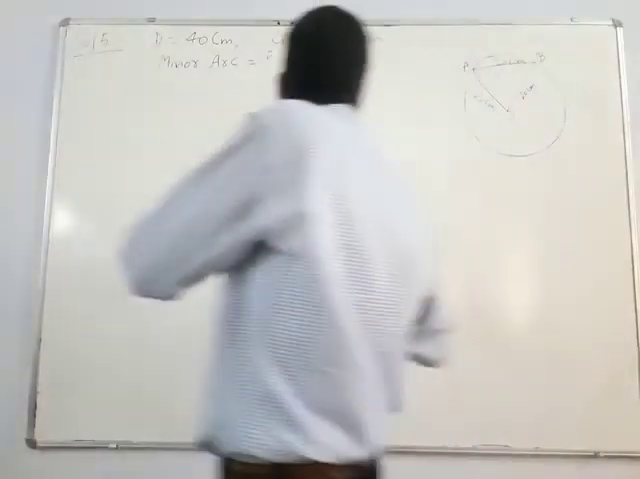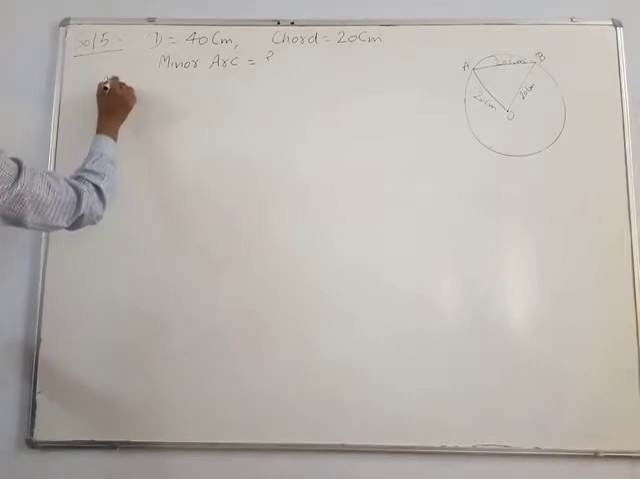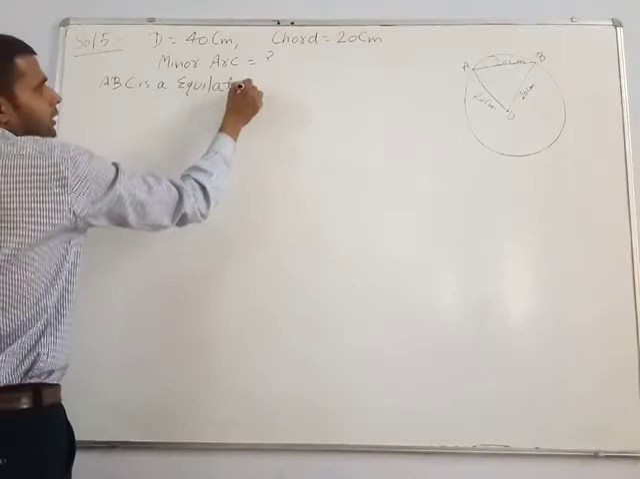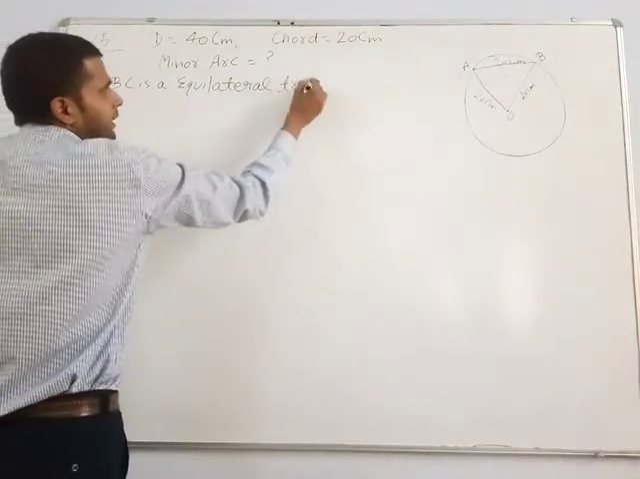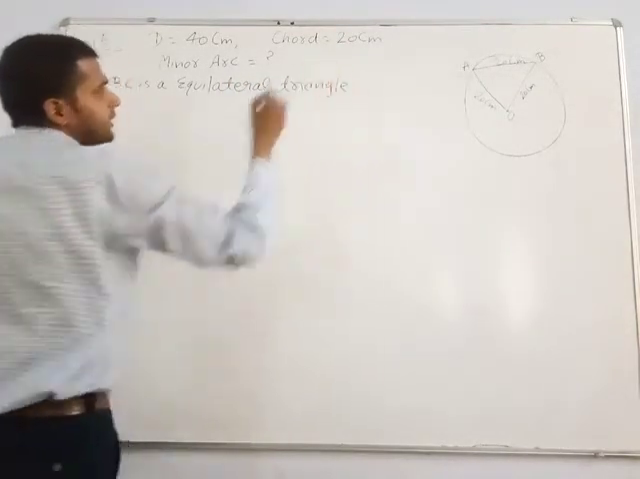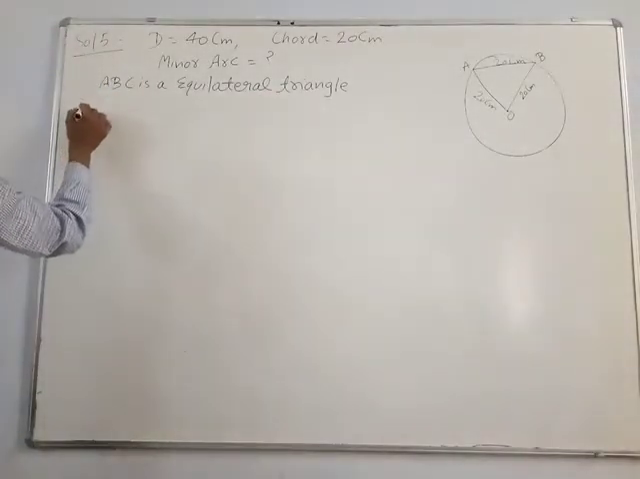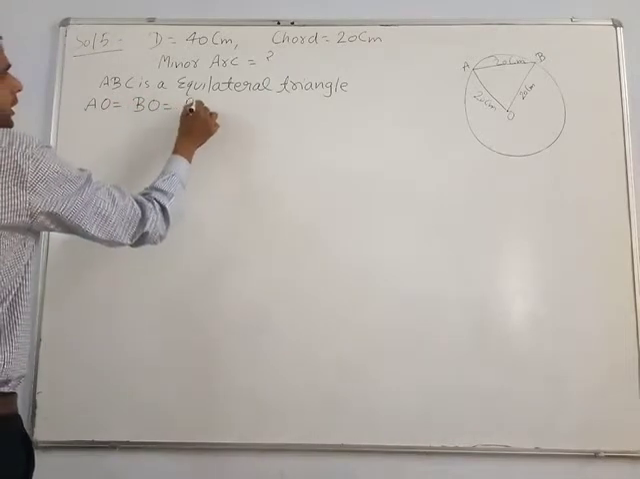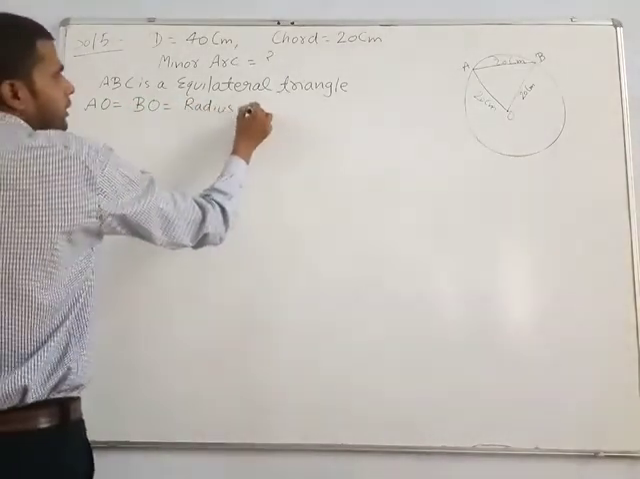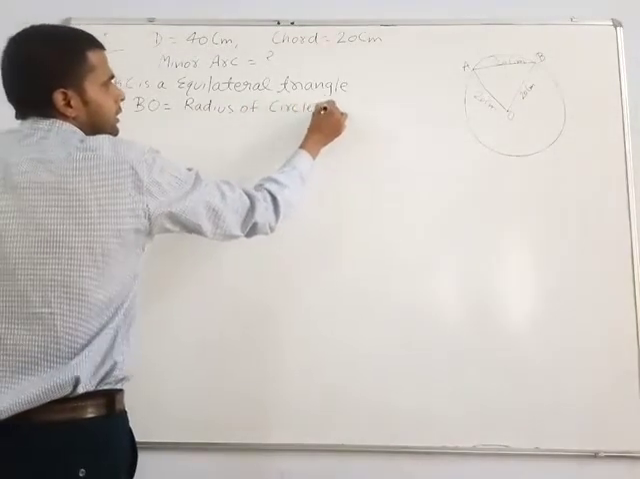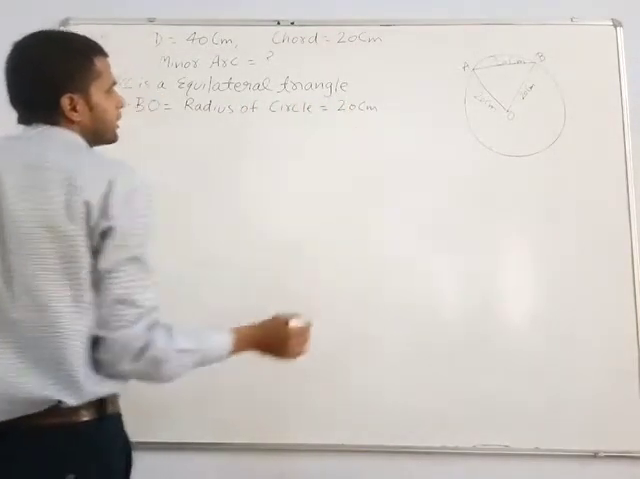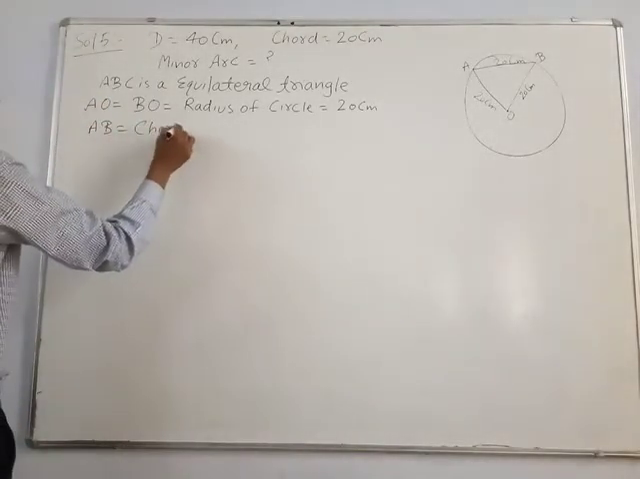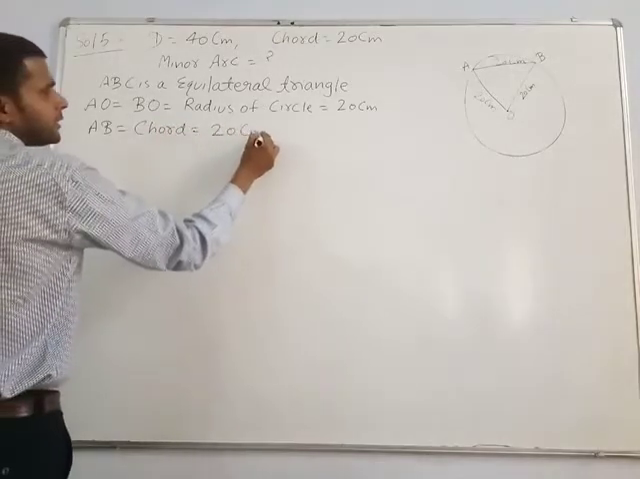So triangle ABO is an equilateral triangle because all three sides are the same, in which AO equals BO equals the radius of the circle, equal to 20 centimeter, and AB equals the chord, which is 20 centimeter.